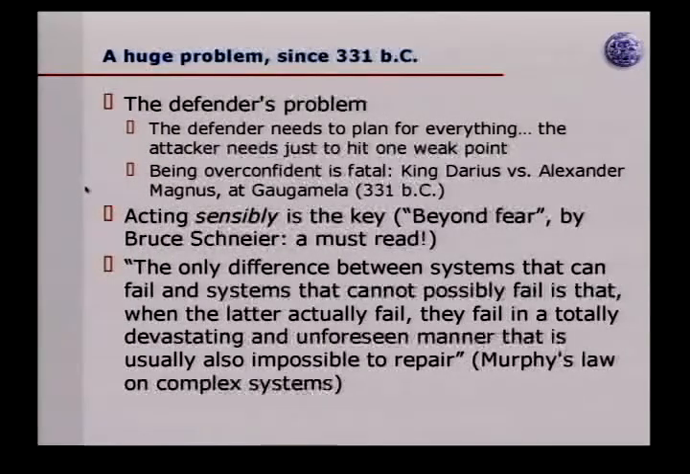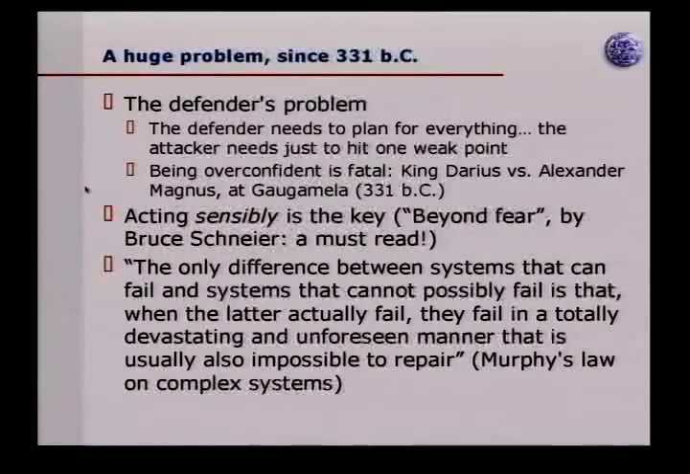The defender's problem is one of the oldest in the art of war. The problem can be stated as the fact that the defender needs to plan for everything. So when you defend a system, you need to check every single part of it for possible vulnerabilities, while the attacker needs to find just one attack point. That's why I became a penetration tester instead of being a security administrator. It's far easier to become a penetration tester.